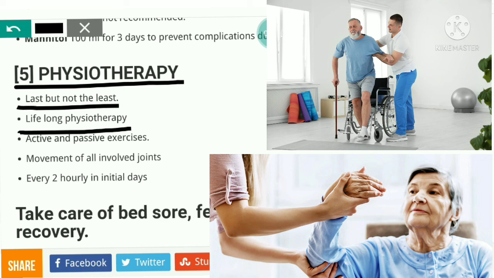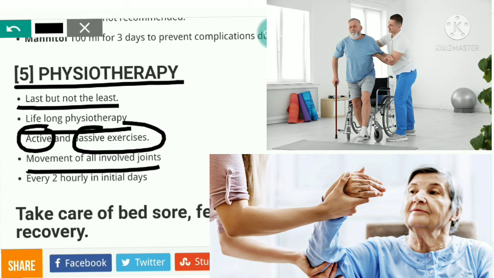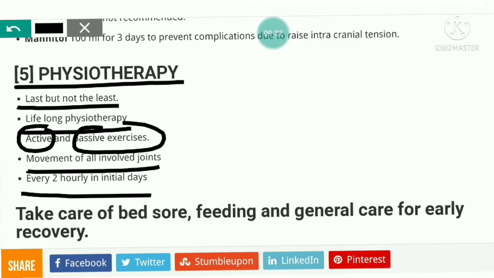Lifelong physiotherapy is a must in the management of CV stroke. Active exercise and passive exercise, both are needed. Movement of all involved joints of the hemiparesis are actively exercised in the initial period and lifelong. Every 2-hourly exercise is required in the initial few days. We have to manage bed sores, feeding and general care of the patient for better and early recovery. Okay, thank you so much.